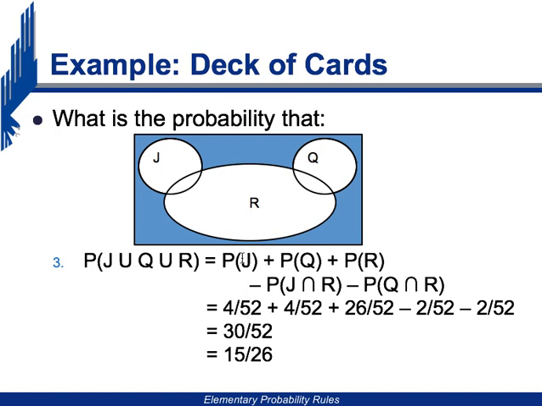So performing this operation, we have 4 over 52 for P of J, 4 over 52 also for P of Q, 26 over 52 for P of R. So get the sum of the three, and then subtract P of J intersecting with R, which is 2 over 52, and 2 over 52 as well for the intersection of Q and R, leaving us with the probability of 30 over 52, or 15 over 26.